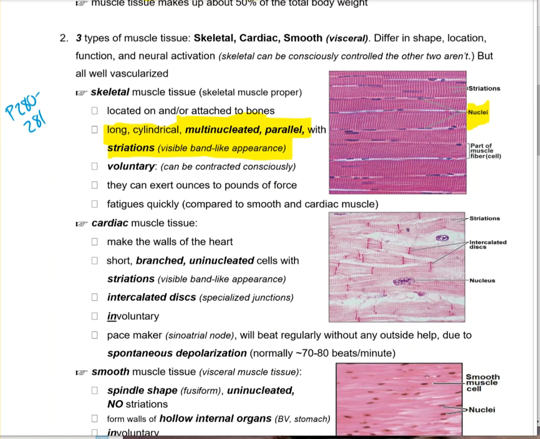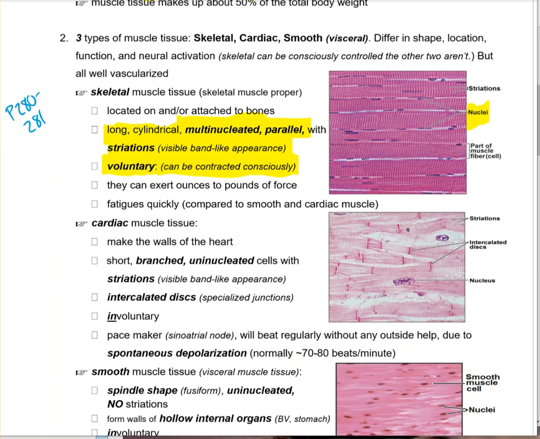Another really important thing is that skeletal muscle is voluntary, which means that you can consciously contract it. You have a direct link from your brain via nerves to this muscle, and you can consciously contract it. So if I want to take my tea that I have here at the table and bring it up to my mouth and take a drink, I consciously moved skeletal muscle to do that.